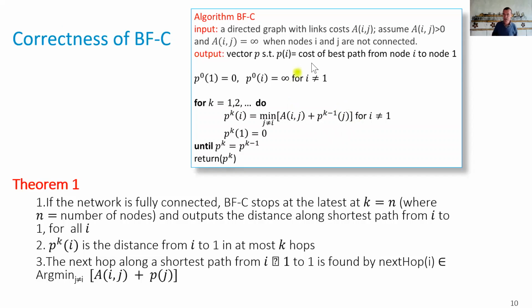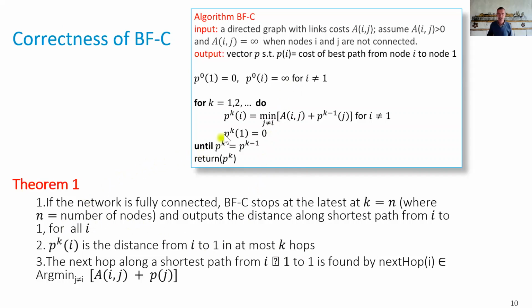So I've illustrated this algorithm on an example. Of course, it's not just an illustration, but there is a theorem that I call the correctness of Bellman-Ford centralized, which says that if the network is fully connected, the algorithm will stop at the latest at the number of nodes and will output the distances along the shortest path from any node to node 1. And why does it do this? Well, it's very easy to understand, at least in this setting here.